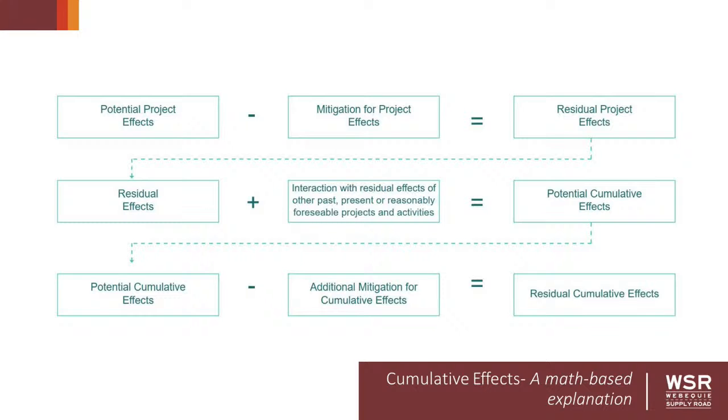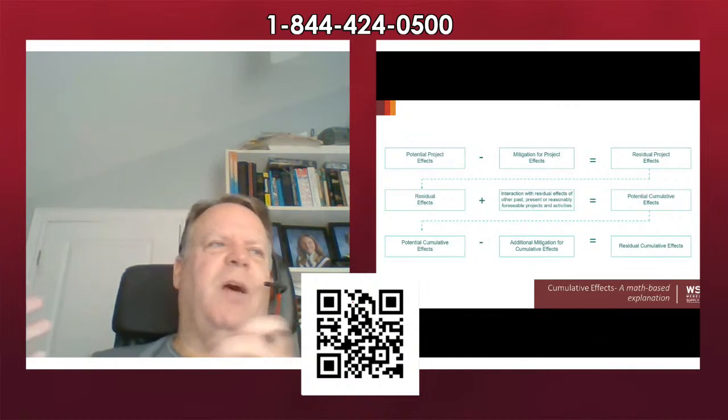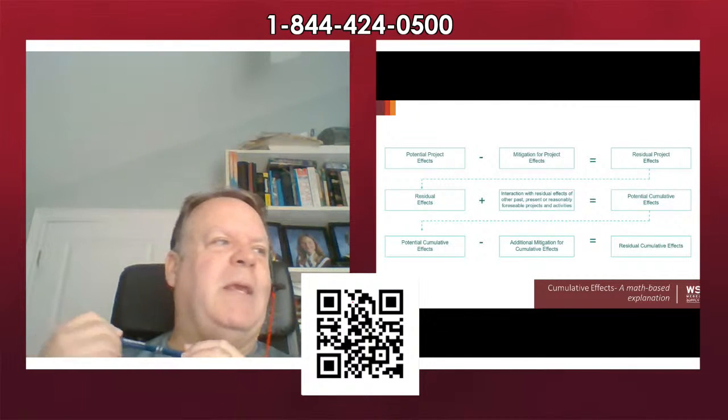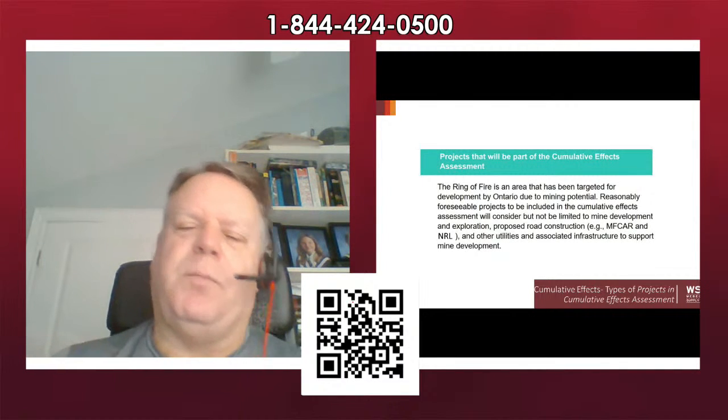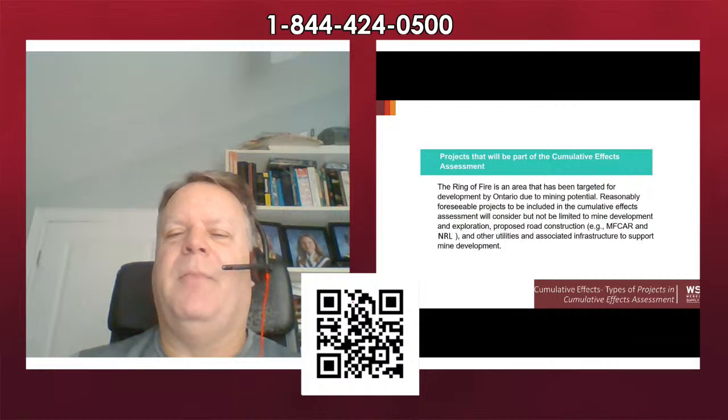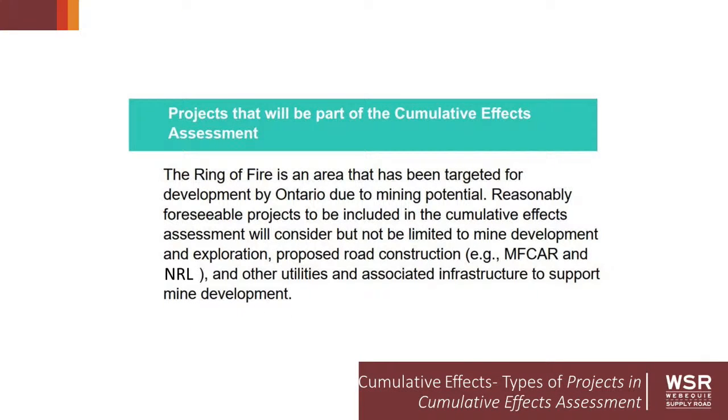So you may then be asking, what types of projects would be part of a cumulative effects assessment? Well, the actual specific projects are listed in our terms of reference for the project. The Ring of Fire is an area that has been targeted by the development by Ontario due to mining potential. It's of interest to Indigenous communities because of the potential for it to transform communities economically and allow them to grow and develop economically as well too. So this is an area of great interest.